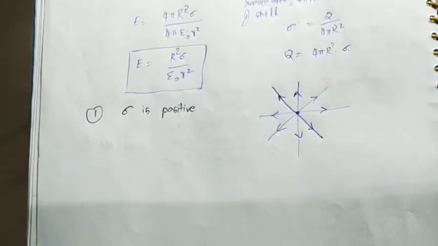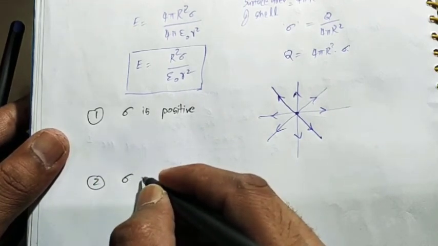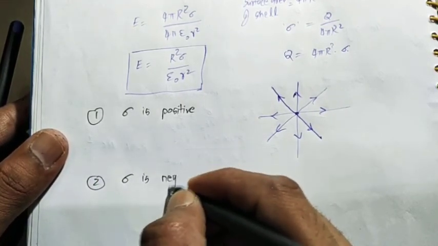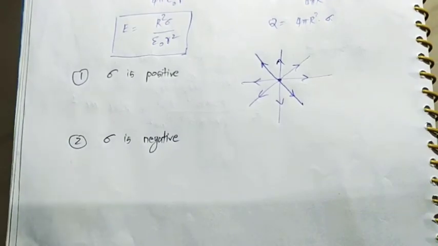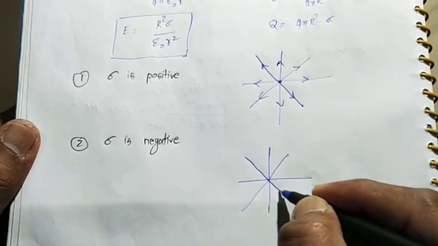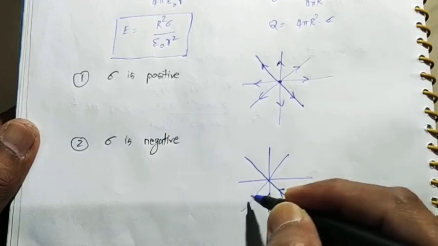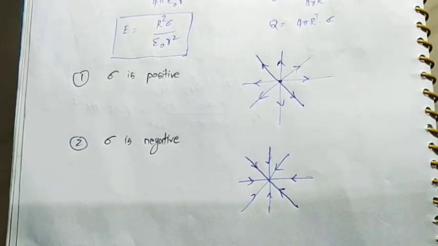Similarly for negative charge, when sigma is negative, the field lines will be radially inward, simple. This is for radially inward, the negative distribution of charges. So this is our required answer.